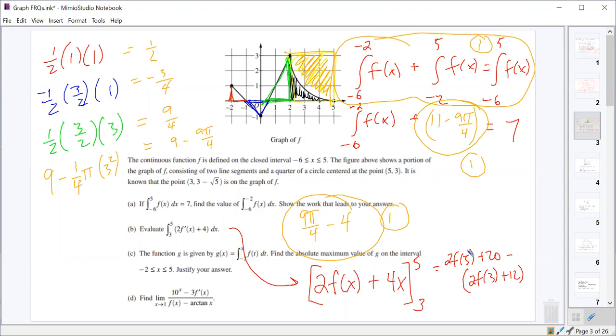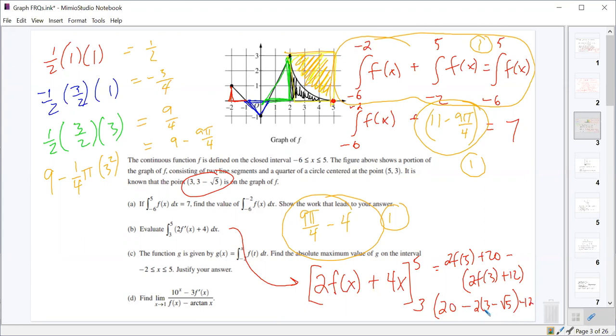All right. So 2f of 5. So what's f of 5? Well, this is the graph of f. F of 5 is 0. So 2f of 5 is 0. So we have 20 minus 2f of 3. Well, what's f of 3? They gave it to us, right? So minus 2 times 3 minus root 5. And then minus 12. And so you'll just figure out what that is.